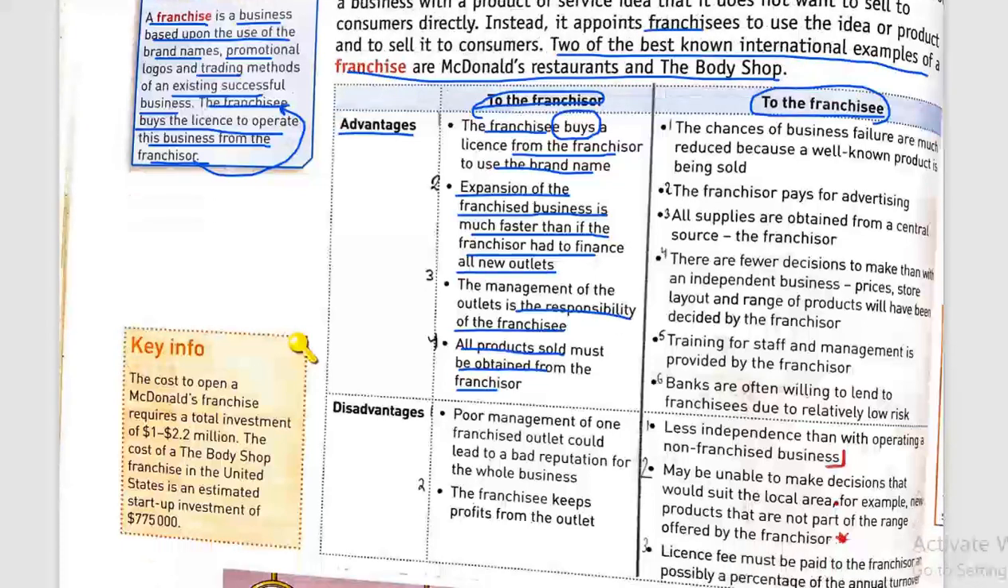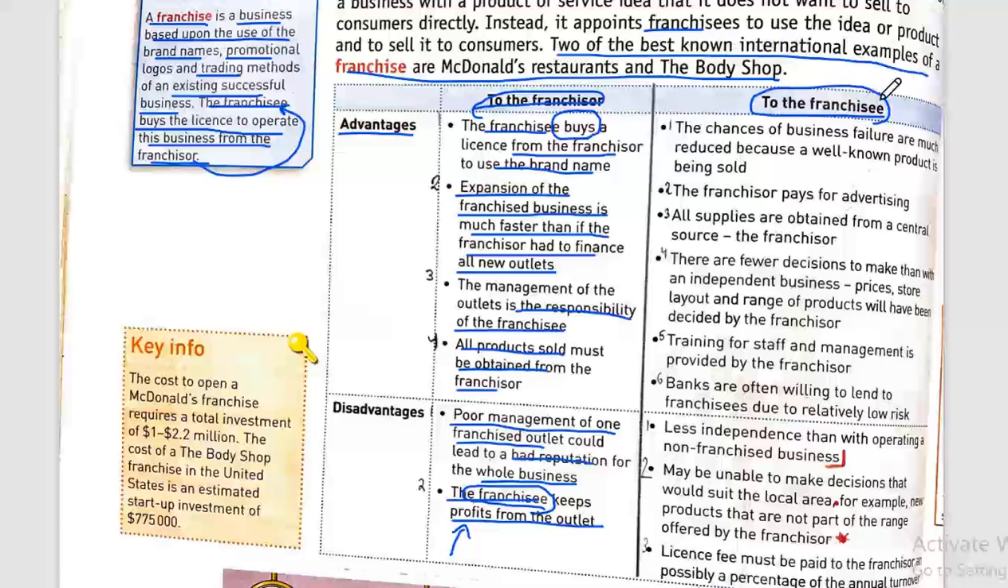Now, the disadvantage for the franchisor is poor management of one franchised outlet could lead to bad reputation for the whole business. So if I give the license to a franchisee to use my product and services and he didn't do the management in a good way or in an efficient way, it's going to lead my business to have a bad reputation, and the franchisee keeps profit from the outlet. So also, just because he took the license, he is also going to get part of the profit that he's making.